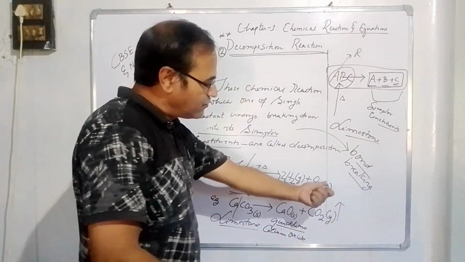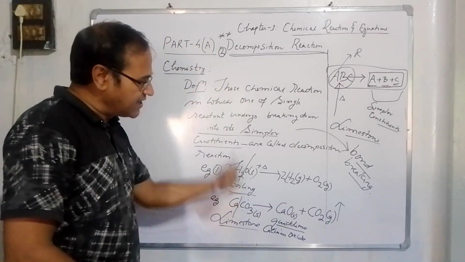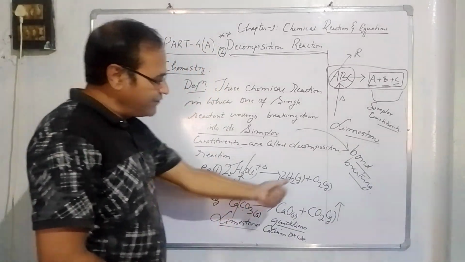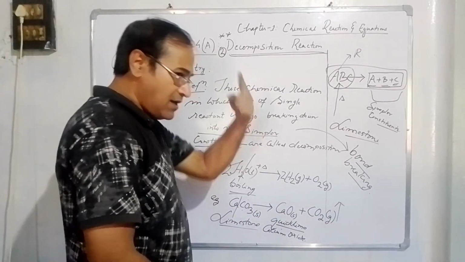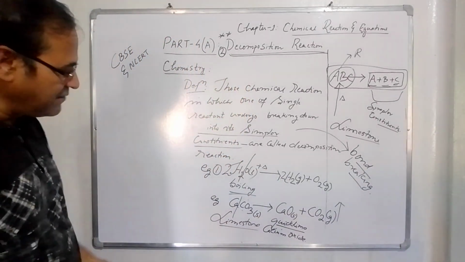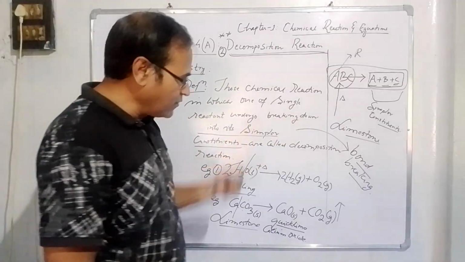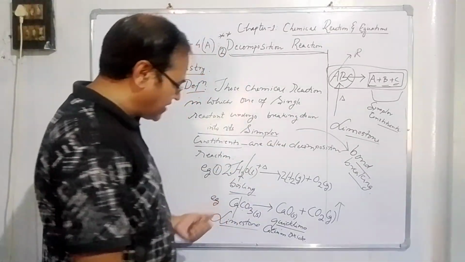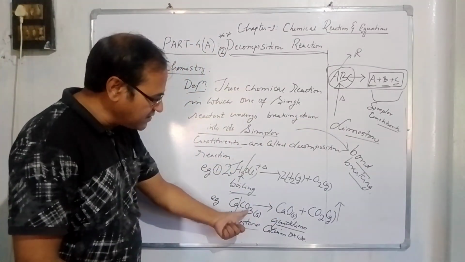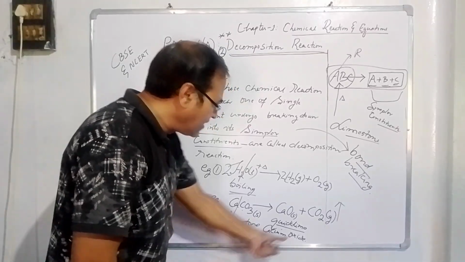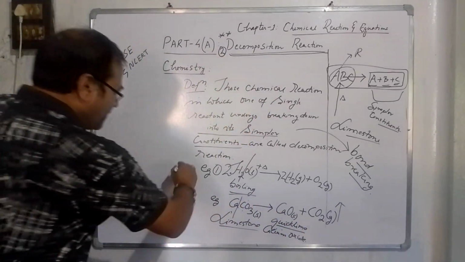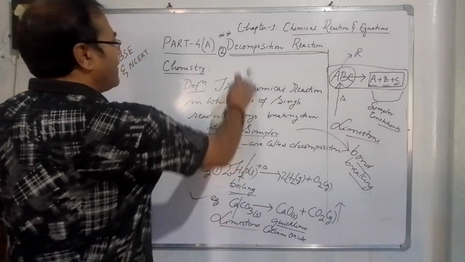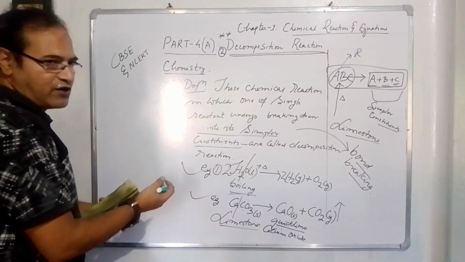Endothermic, breaking into constituents, single reactant. Then we have to go for the balancing. These are balanced. See, calcium here is one. According to the rule, first the metal, second the non-metal except hydrogen and oxygen. Calcium was one, carbon was one, and oxygen was 3. That means this is also perfectly balanced, and it is an example of a decomposition reaction.